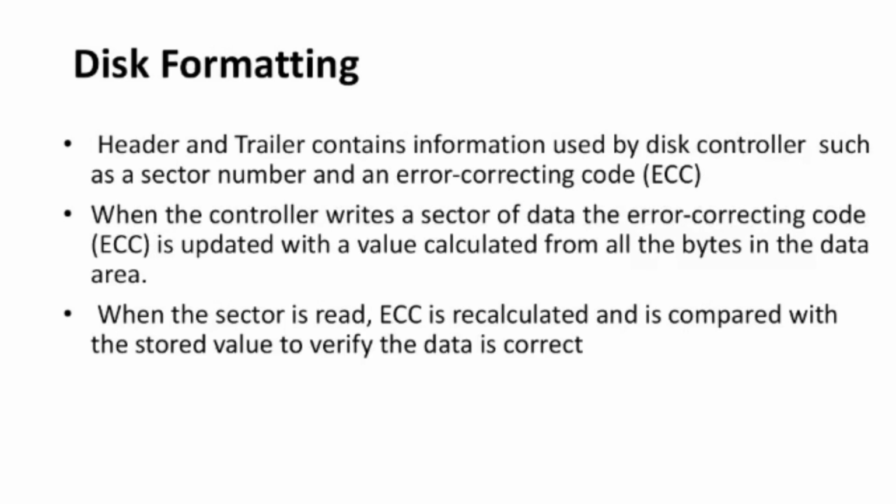The header and the trailer contain information used by the disk controller, such as the sector number and an error correcting code, also known as ECC. When the controller writes a sector of data, the ECC is updated with the value calculated from the bytes in the data area. When the sector is read, the ECC is recalculated and compared with the stored value to verify if the data is correct.